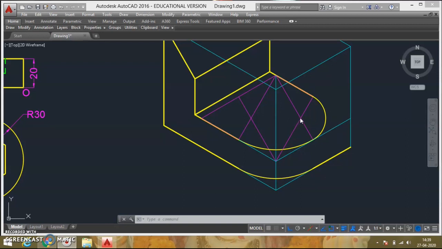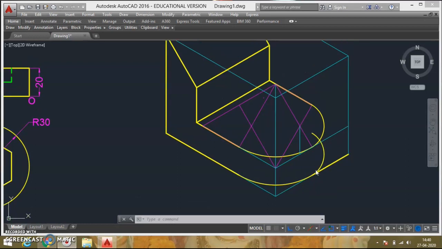So what I'll do is, I'll just take this point down. So I'll take a line command. From here, I'll just draw a vertical line for a distance of 20 mm. Now again, I'll take this much distance into compass from here to here, keep it here, and just mark the arc. So we got this arc.